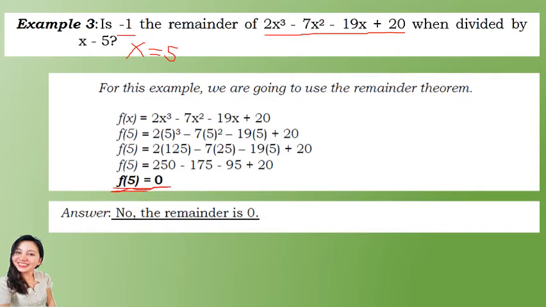The question asks whether negative 1 is the remainder. Negative 1 did not come out here, so the answer is no. The remainder is 0 and not negative 1. So, the answer is no. Very good.